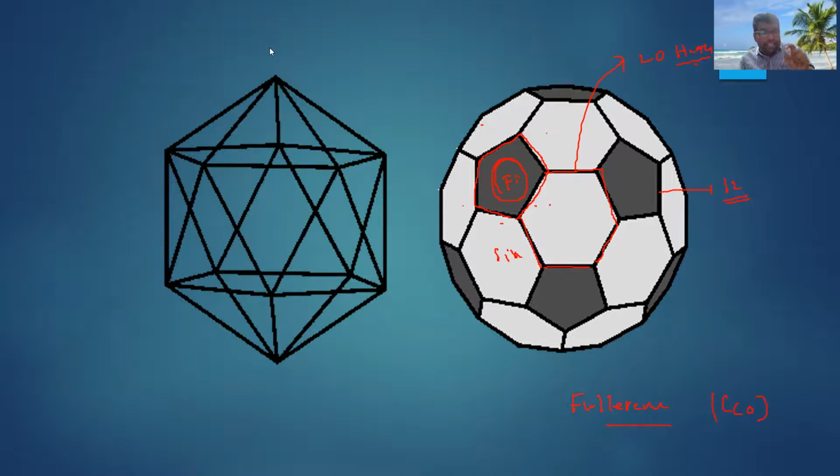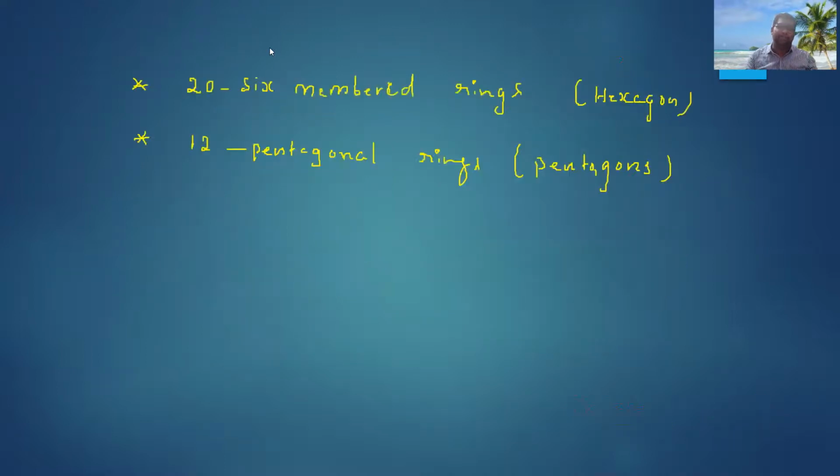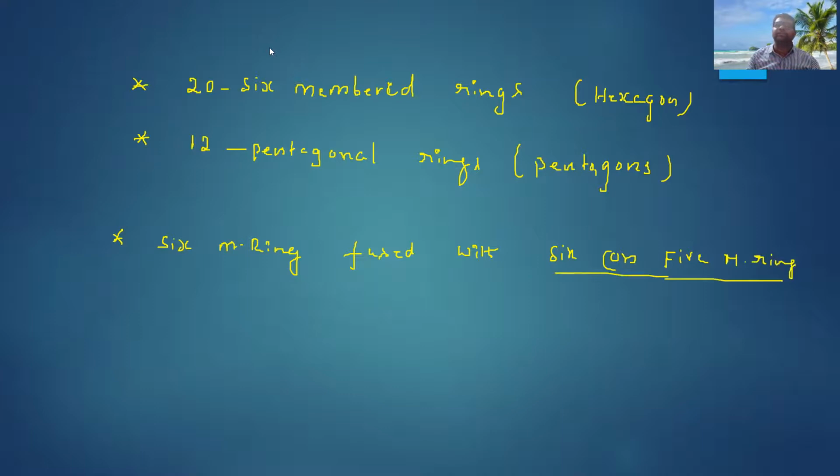So what is the point in this? A 5-membered ring is fused with only 6-membered rings, but a 6-membered ring is fused with 5 or 6. Write down that point, it is also very important. So in this structure of fullerene, a 6-membered ring is fused with what? Fused with 6 or 5-membered rings. This is very important.